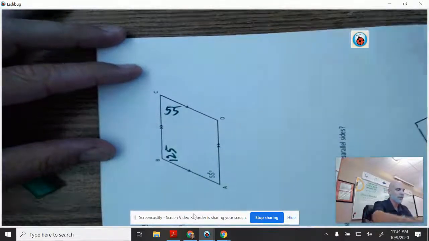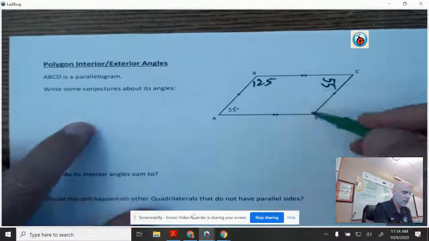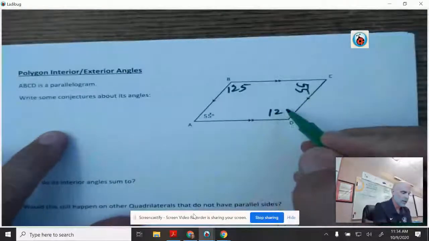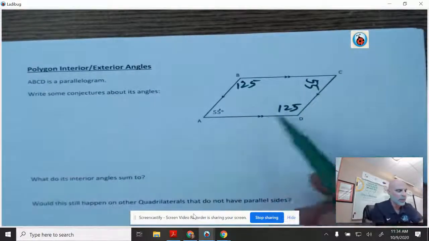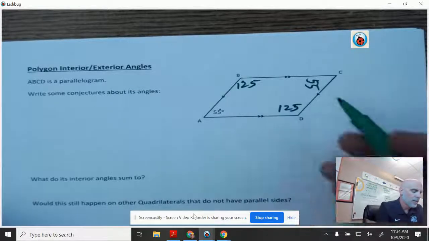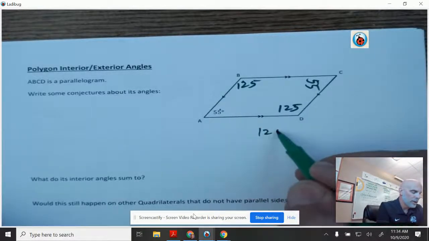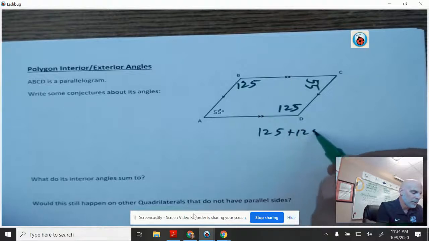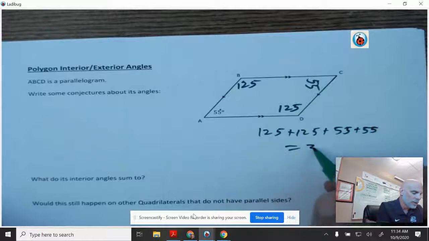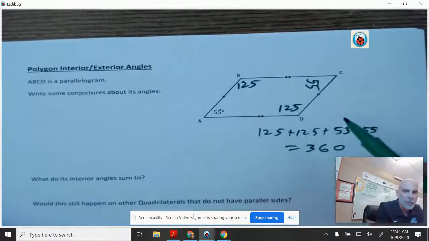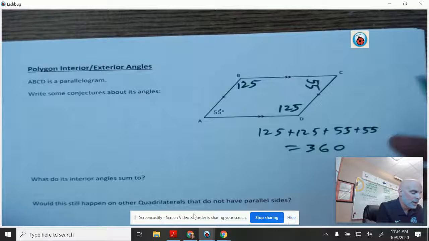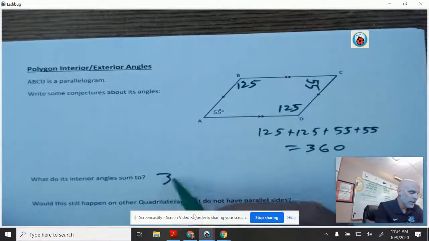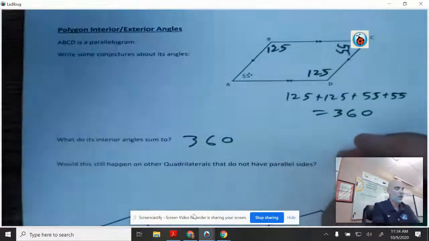And then I could turn around and make the same argument going this way, that these two should add to 180. And so, yeah, you do find in a parallelogram that opposite angles are congruent. They are. Okay, but one thing to notice right here, if you do the 125 plus 125 plus 55 plus 55, we're going to get 360. Okay, and so by the way we went about that, these two are 180, these two are 180, it makes sense that that's 360. So that's always going to happen in a parallelogram. And so as a matter of fact, that's something that all quadrilaterals are going to do.